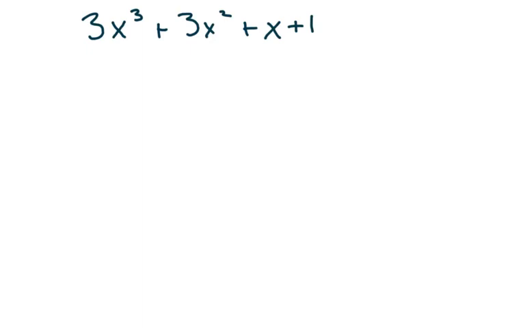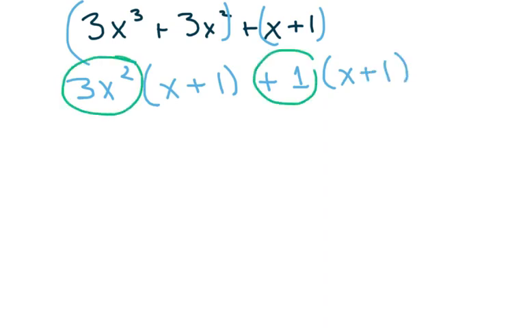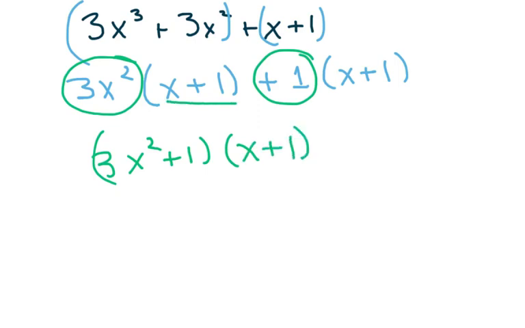And we're going to just take this first part. And I'm going to pull out a 3x squared using my highest common factor. And that leaves me x plus 1. And then I have plus 1 times x plus 1. Now I can group these two together. And that gives me 3x squared plus 1 times x plus 1. Because these are the same.